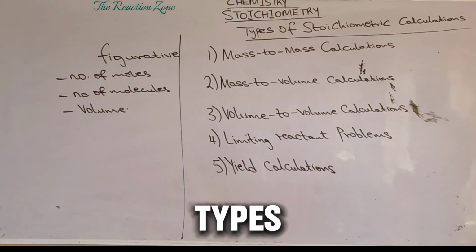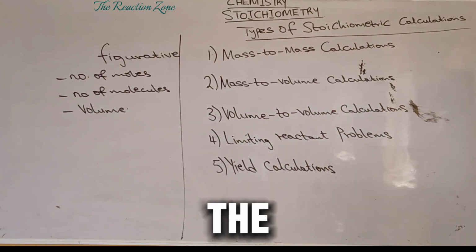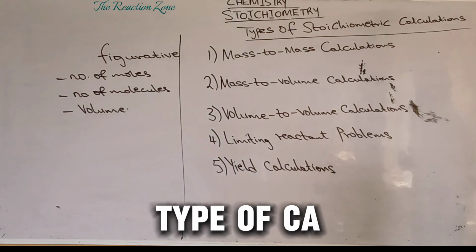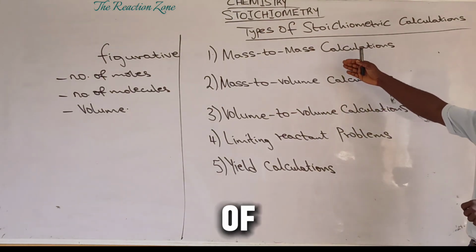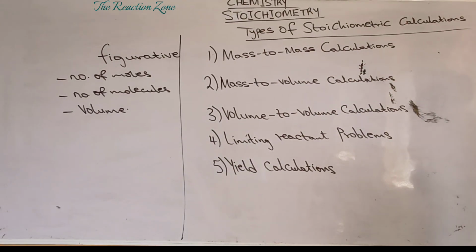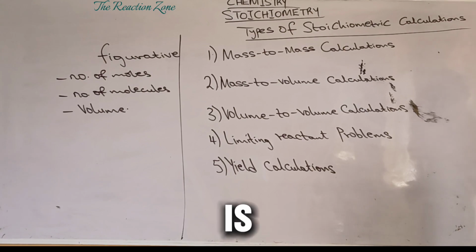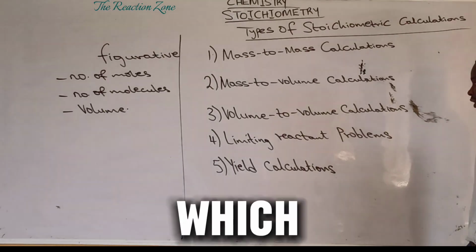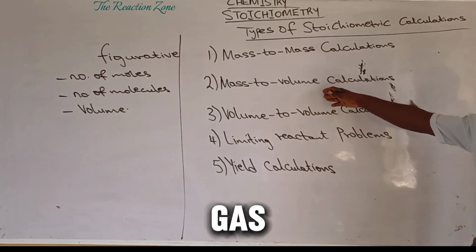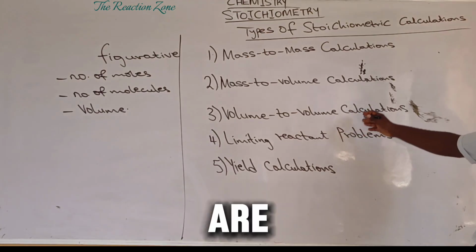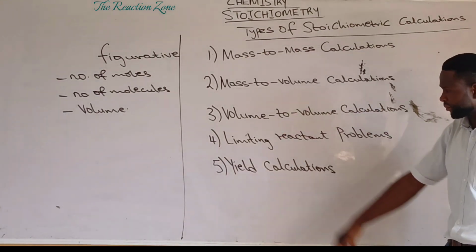There are several types of stoichiometric calculations. The first one is mass-to-mass calculations. In this type of calculation, the mass of one substance is calculated from another which is given. The second one is mass to volume calculations. These are calculations in which one of the substances is a gas at standard temperature and pressure. The third one is volume to volume calculations. These are calculations that involve gases.